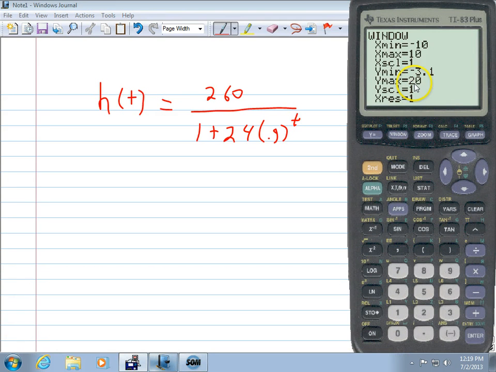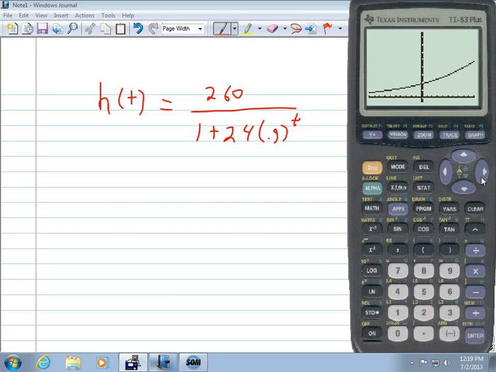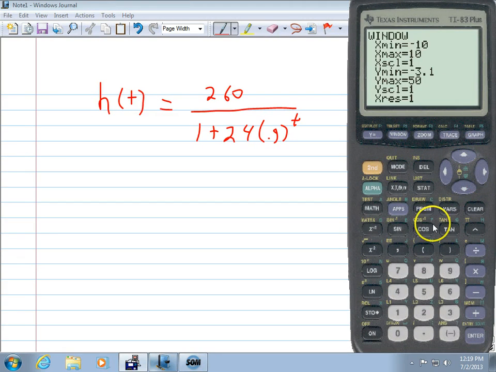I'm at 20 already, so how high do you want to go? 50? All right, 50. It's not obvious what the range is, but I don't think it goes to infinity. I don't think this one goes from negative infinity to positive infinity. Let's take a look at some more of this. How about negative 100 to positive 100?